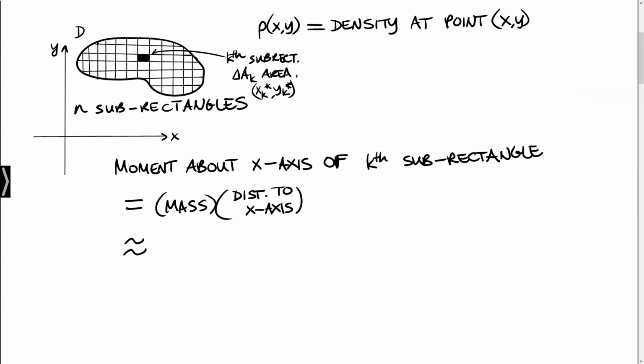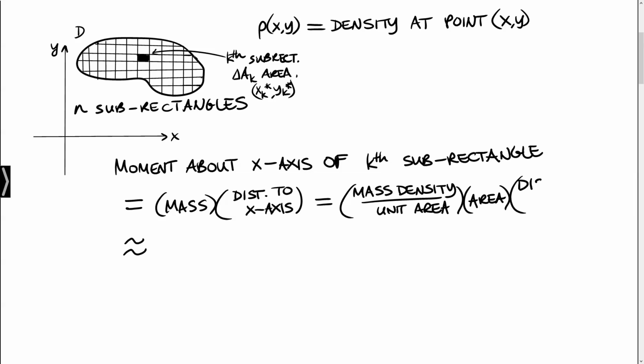Now the mass, first of all, the mass is the mass density per unit area times the area. So this is very similar to what we did in the previous video when we were just computing mass. But then it's also times this distance to the x-axis.